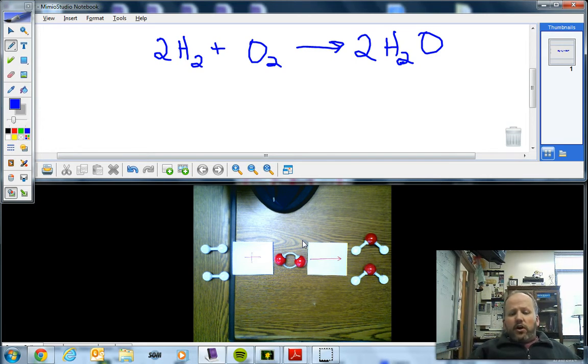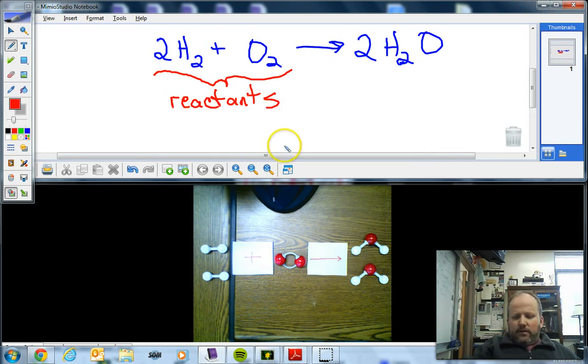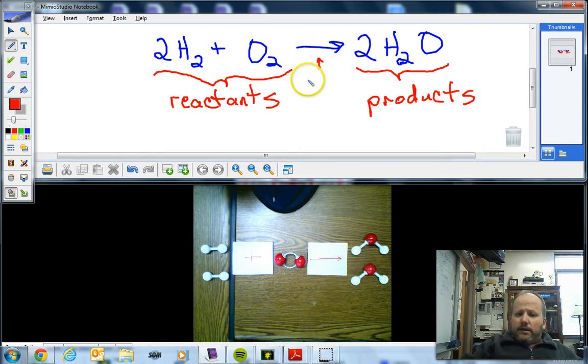The first thing we have to know in order to really start talking about balancing equations is we've got to get some vocab down. Everything before this arrow is called a reactant. So these are the reactants of this chemical reaction, of this equation. Everything after are called products. This arrow right here is called the yields sign. I many times will say makes. So hydrogen and oxygen make water.